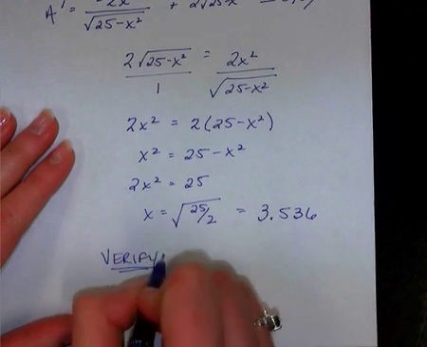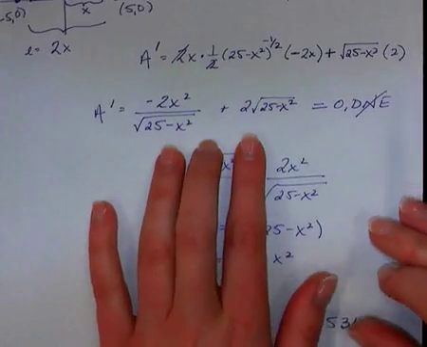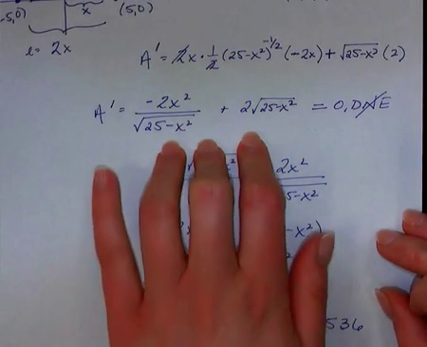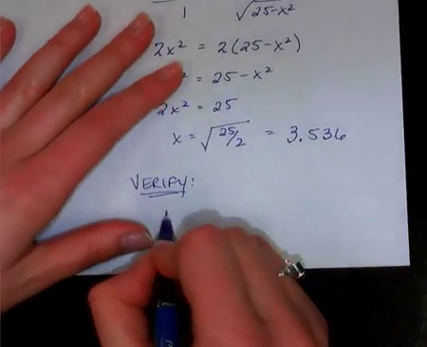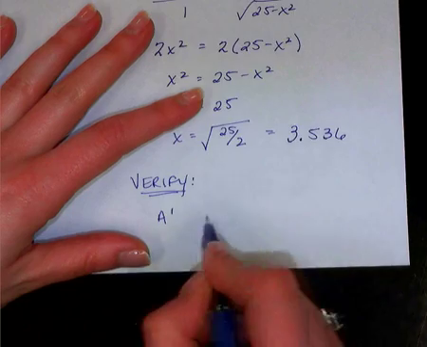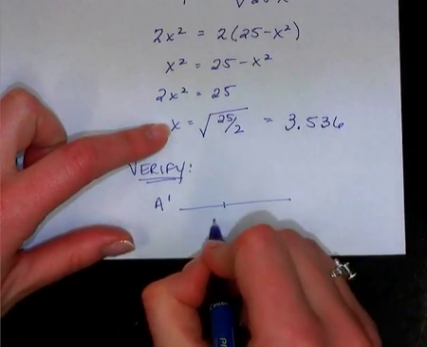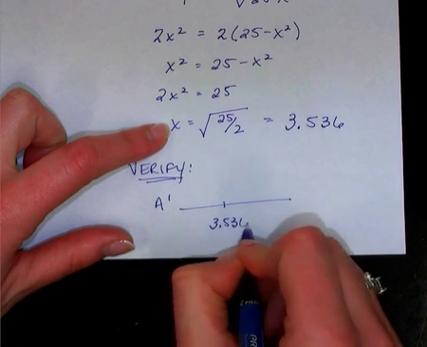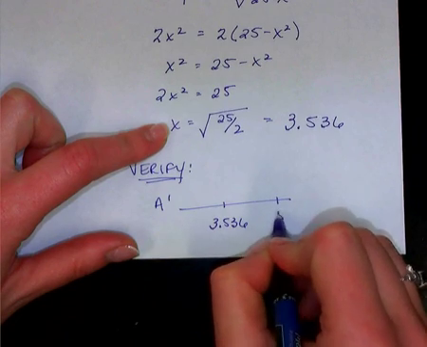In order to verify, I know with every other word problem we've used the second derivative test. However, look at your first derivative. Do you want to take the second derivative? No, let's not do that. So I'm going to go back to my first derivative test, which is your number line. When does my derivative equal 0? At 3.536. When is my derivative DNE? At 5. We already talked about that.